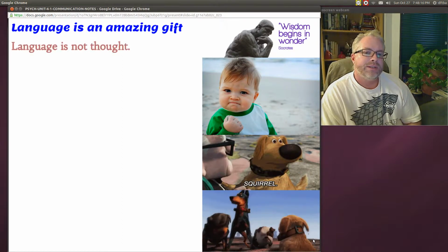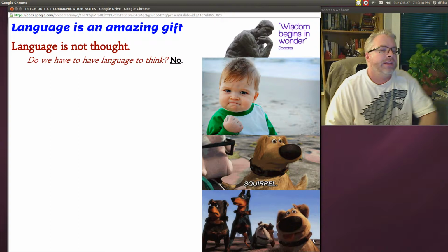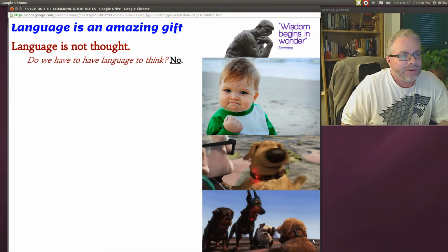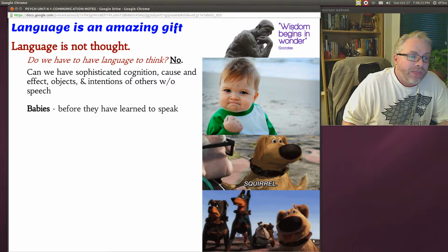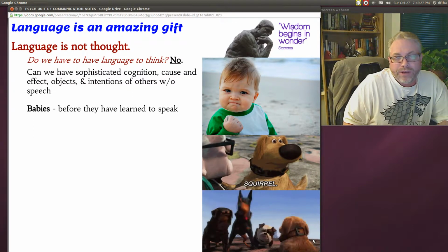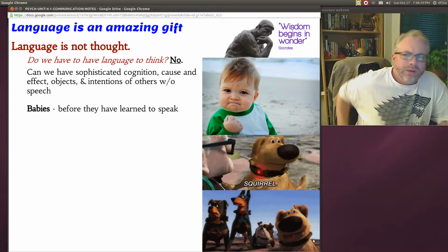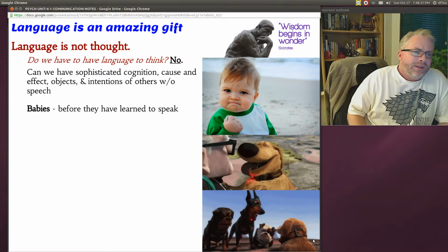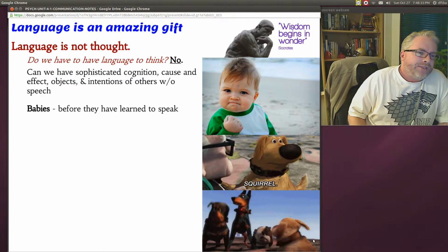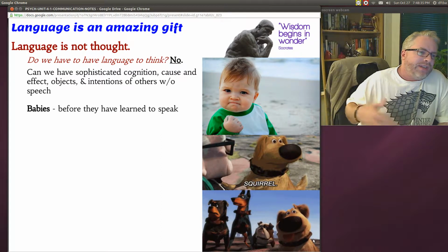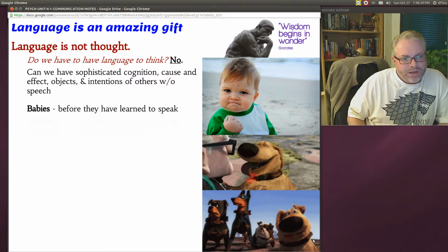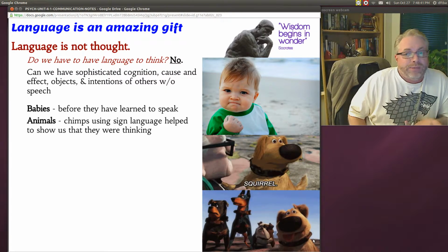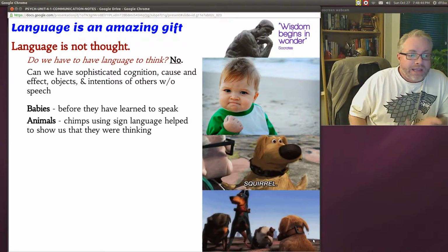Socrates said, wisdom begins in wonder. A couple things we need to wonder about is that language is not thought. So do we have to have language to think? I think most people, when they first consider this, may think, oh yeah, we think with language, but we don't. We have sophisticated cognition, cause and effect. We think of objects and intentions of others without really using speech. Babies don't speak at first, but yet they can think, can't they?